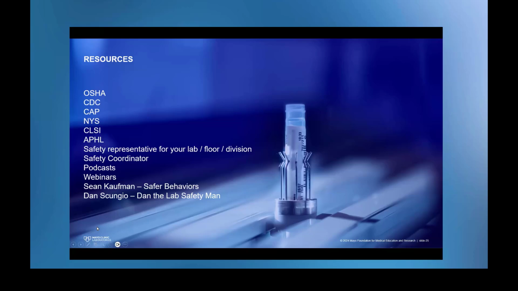It's a great resource. Couple of names on here, maybe some of you recognize who are interested in safety. Sean Kaufman, he is the owner of a company called Safer Behaviors, and he is the reason I can use the words persistently pleasant because he has talked about that time and again. He is a biosafety expert. He has a lot of really useful information on the people part of safety because that is really where it's at in making improvements. And certainly, last but not least, Dan Scungio.